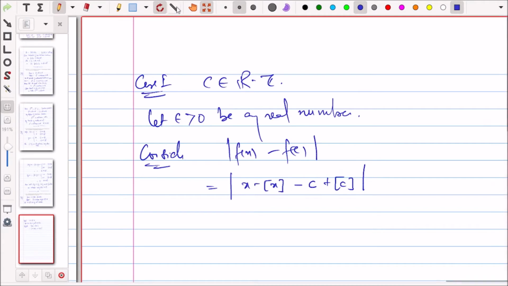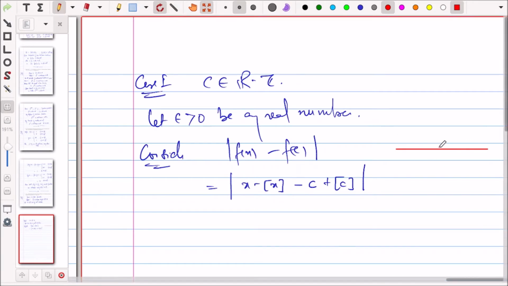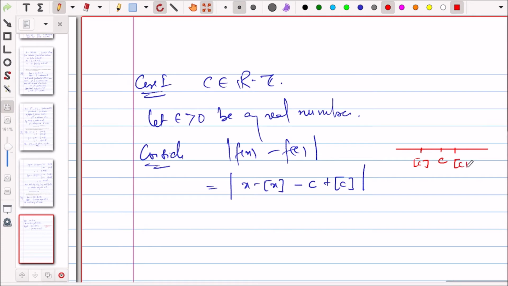So now what we will do is, whenever we have this greatest integer function of this type, because c is a real number, it is not an integer, so the greatest integer of c will be smaller than c, and the greatest integer of c plus 1 will be bigger than c, because c is non-integer. So it will lie between these two consecutive integers. So what we will do is, we will try to choose a delta such that c minus delta lies between this, so that if we pick any x belonging to this, then the value of that will also be the greatest integer function of c.